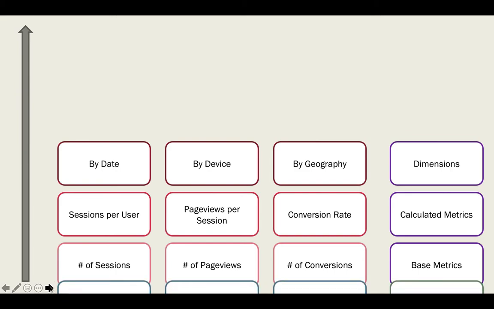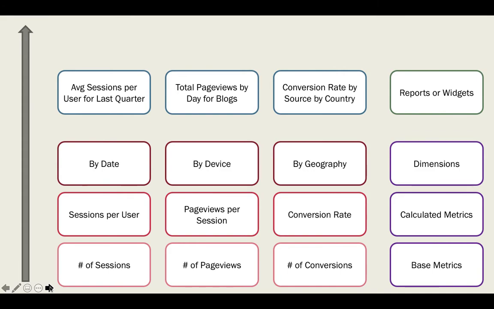From there, individual reports or individual widgets, which will make up a dashboard, are a combination of dimensions and metrics. They can be combined and formatted in a lot of different ways. Things like average sessions per user for last quarter, or total page views by day for all blogs, blog section, or specific pages or content. Conversion rate by source or country. These are all individual views of a combination of data and dimensions.